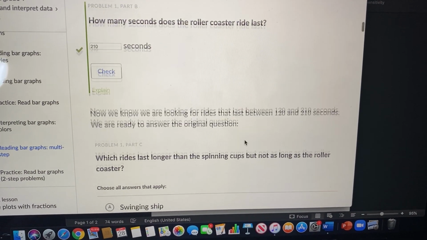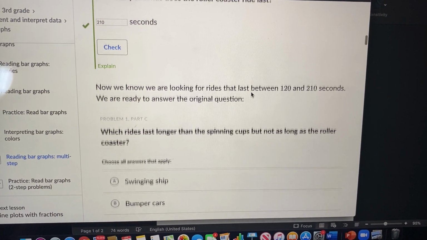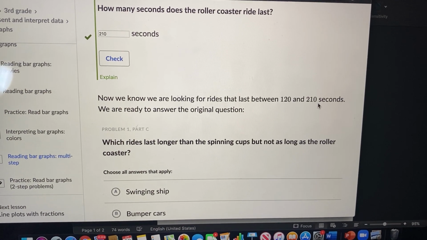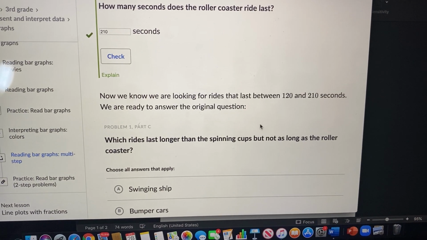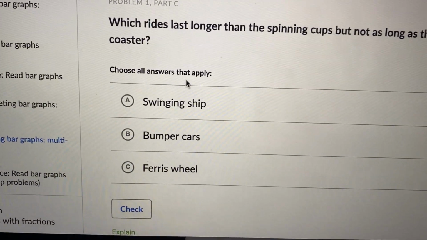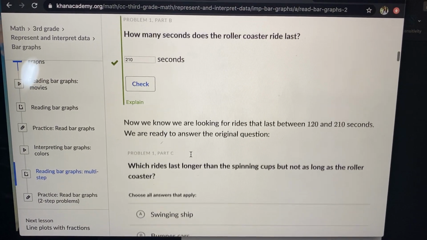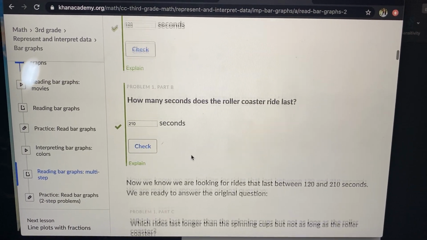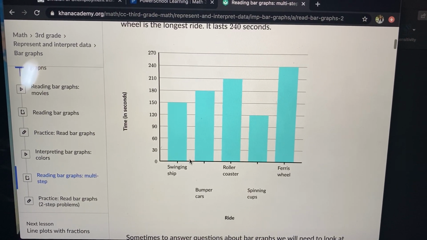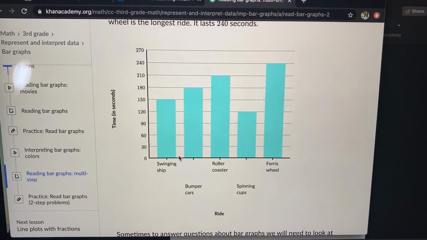because that's what's going to help us figure out the question that they asked at the beginning. So the only numbers that we want to focus on that's between 120 and 210 seconds is going to be our answer. Now it's saying choose all answers, plural, that apply. So there can be more than one answer. So if we were to go back up and we were to find numbers between 120 and 210, let's see.